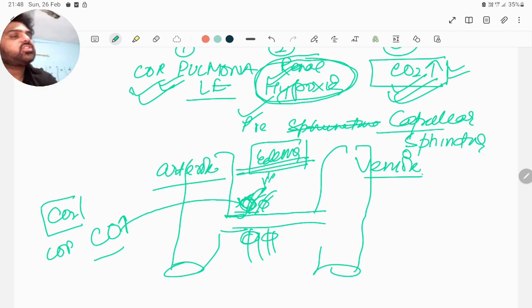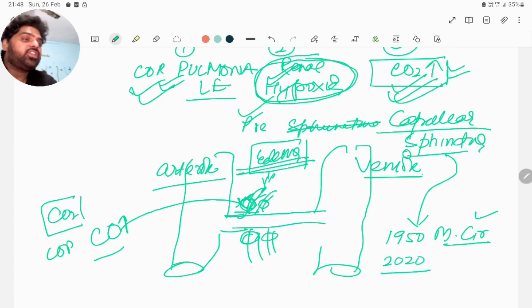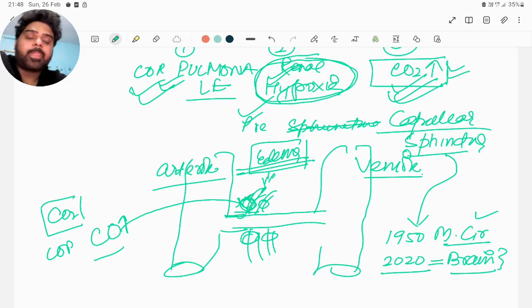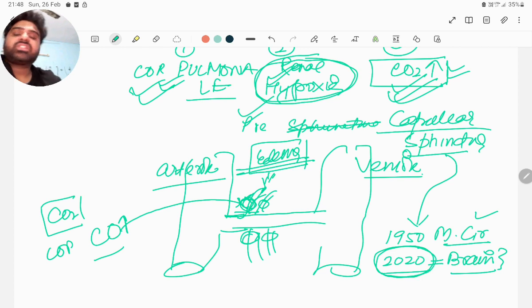Please remember, these pre-capillary sphincters were first diagnosed in 1950 in the mesenteric circulation. Then in 2020, after 50 years, they were diagnosed in the brain circulation. A lot of studies have happened on them, and they have proved that these pre-capillary sphincters are an important part of brain homeostasis, and autoregulation of the brain relies a lot on them. Earlier, when this concept of pre-capillary sphincter came, a lot of books like Guyton and Ganong's didn't take them seriously. But now, once in 2020 they were discovered in the brain circulation, it was known that they help in autoregulation.